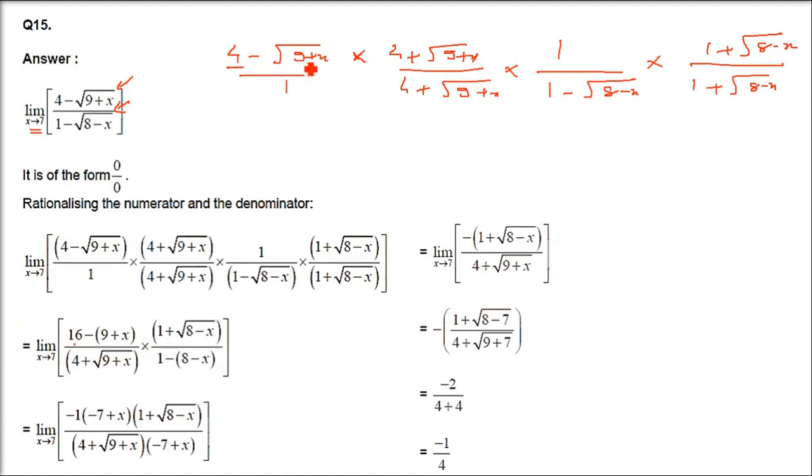Now apply a square minus b square. So this is 4 square, 16, minus under root 9 plus x, this 9 plus x. Here 1 plus under root 8 minus x. A square minus b square, so 1 square minus under root 8 minus x whole square, which is 8 minus x. So we have 1 minus 8 plus x. So this will be minus 7 plus x in the denominator. 16 minus 9 is 7, so it will be 7 minus x in the numerator. Denominator you have minus 7 plus x.